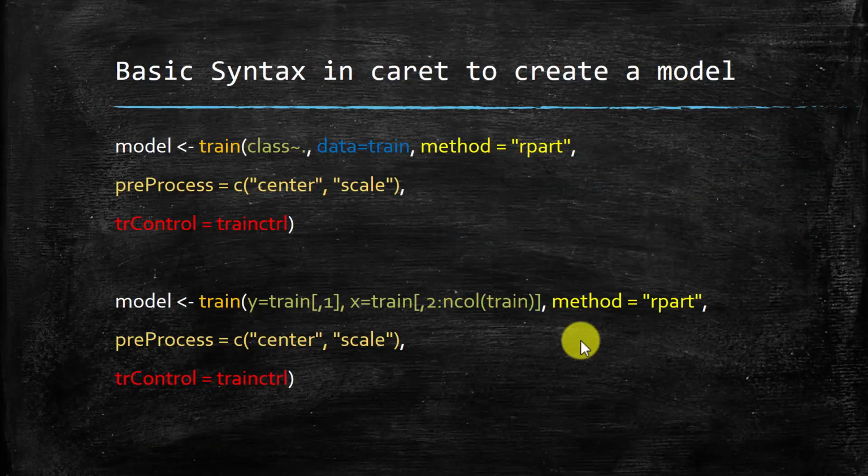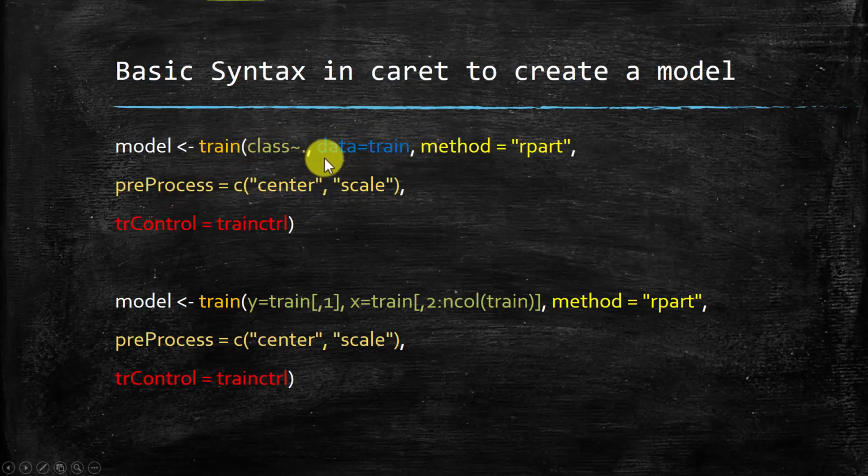Okay, so here's what the basic syntax looks like in Caret for producing a machine learning classification. I have two different examples here with slightly different syntax. So if you're familiar with R, basically we're creating an object. This will be a model object. This is a function, train. It trains a model. And then these are the parameters that go into the model.